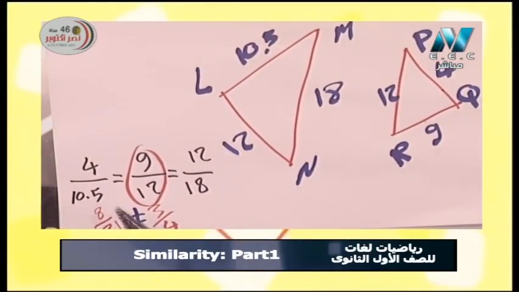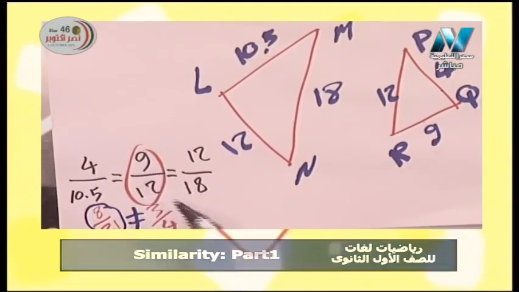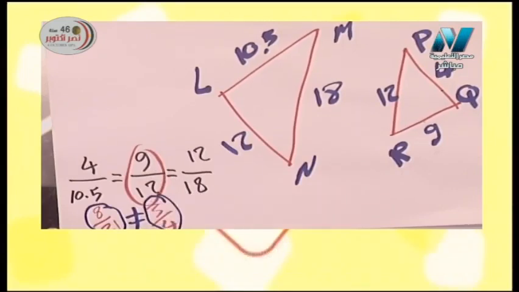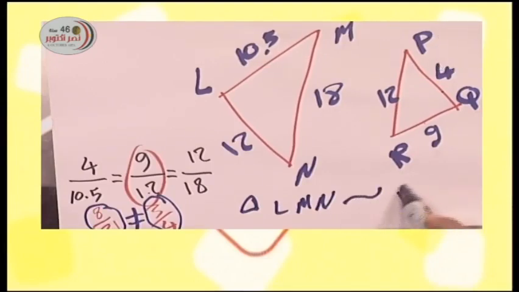We have 4 over 10.5 here. The ratio equals 8 over 21, but 9 over 12 equals 3 over 4. So this ratio doesn't equal this ratio. So they are not proportional. So triangle LMN isn't similar to triangle PQR.